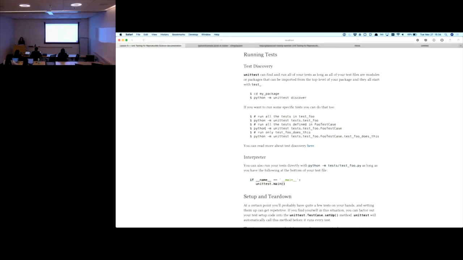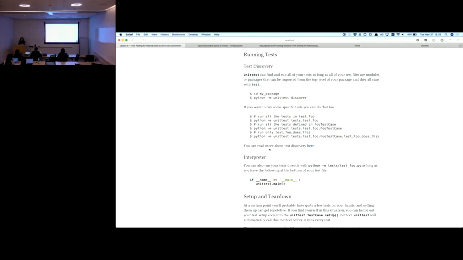If you want to use a different pattern, I think you can provide a different pattern to unittest. Like if I wanted to say all of my tests start with JSA_test_, I think there's a way of doing that, but it's better just to stick to the test_ convention.